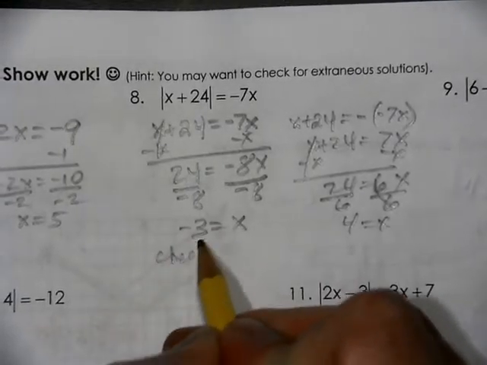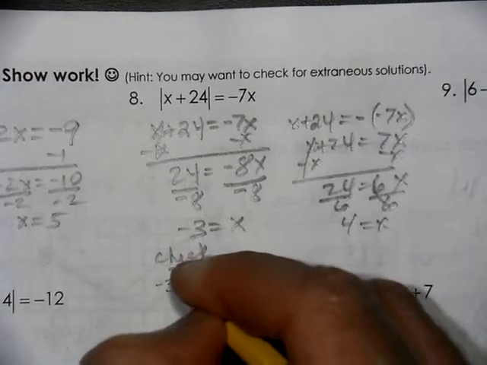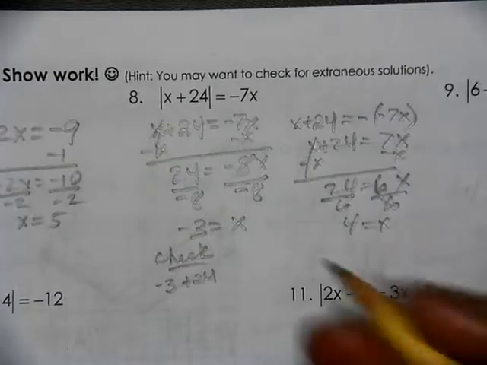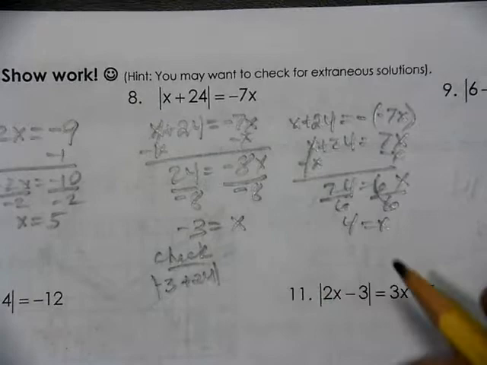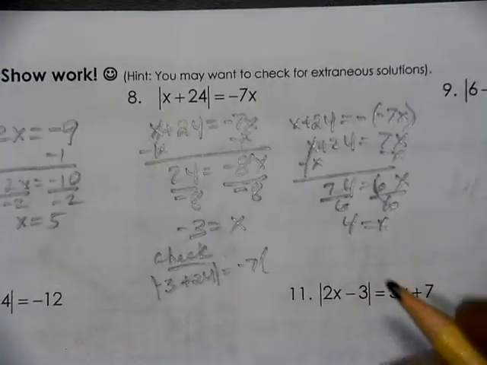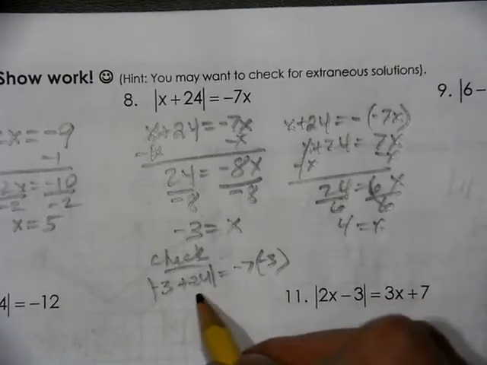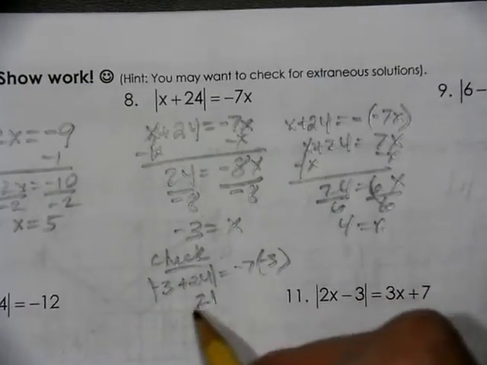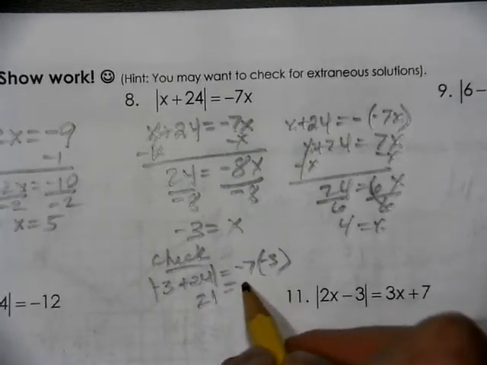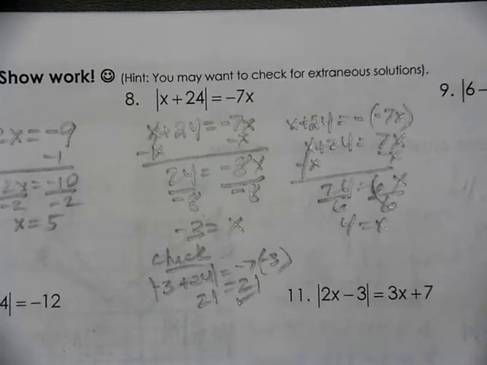Well, when you check x equals negative 3, you get negative 3 plus 24, those are in absolute values, and negative 7 times a negative 3. This gives us 21. Absolute value of 21 is 21. And two negatives make a 21. So check. That worked out perfect.